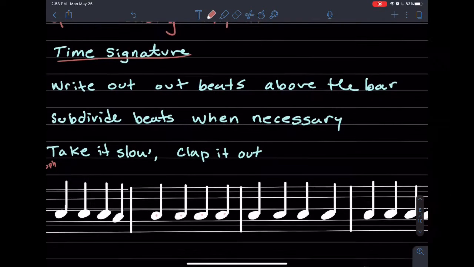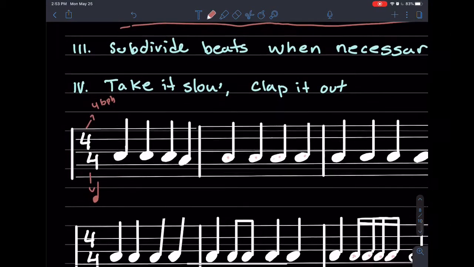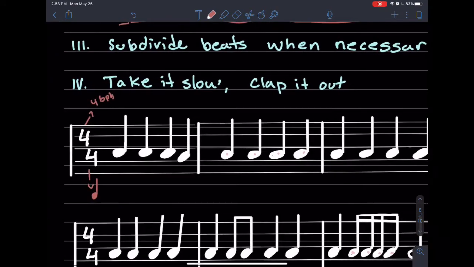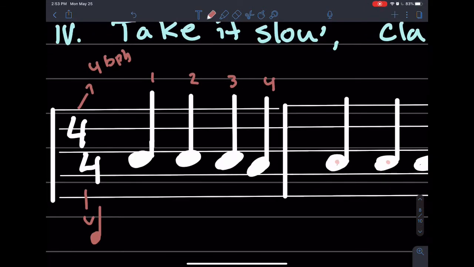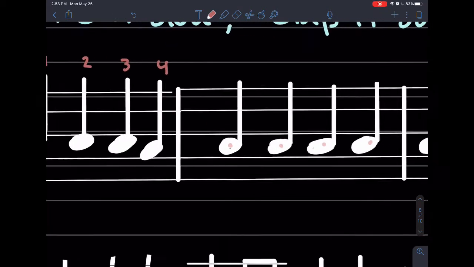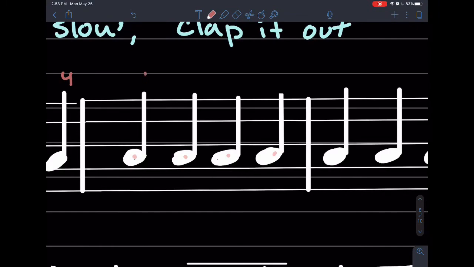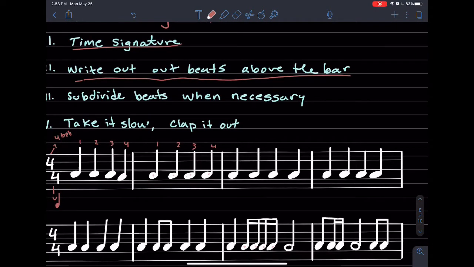The next step, step 2, is to write out the beats above the bar line. Okay, let's do that. If we look at this first bar, all we need to do is write the beats because each quarter note is worth 1 beat. There's no confusion there. There's no subdivision or anything. It's literally just 4 quarter notes. Each one is worth a beat. Same thing here. And it's the exact same thing for the rest of the phrase here.